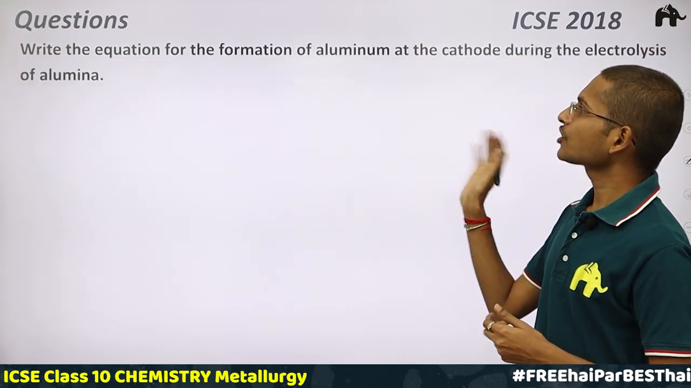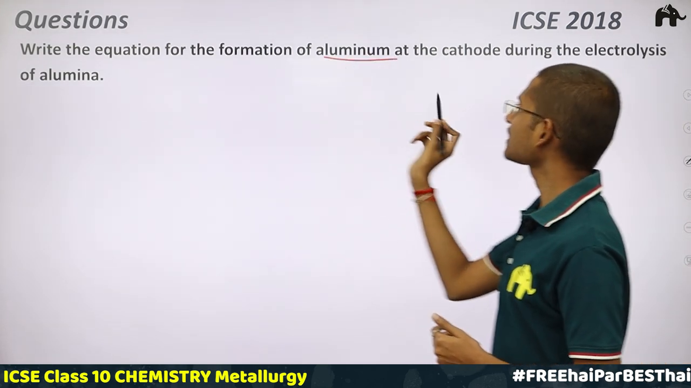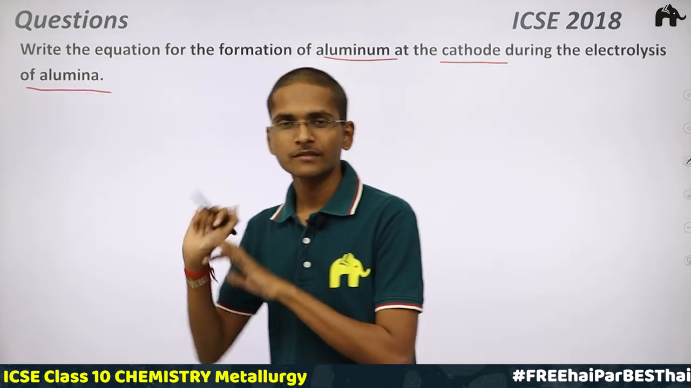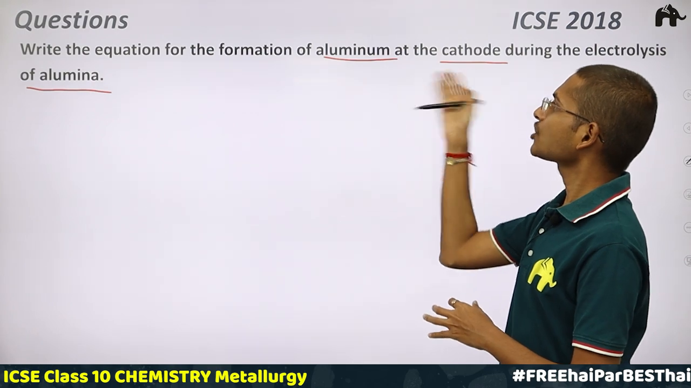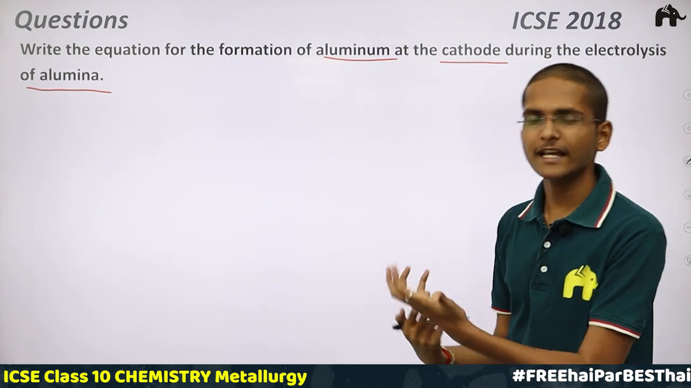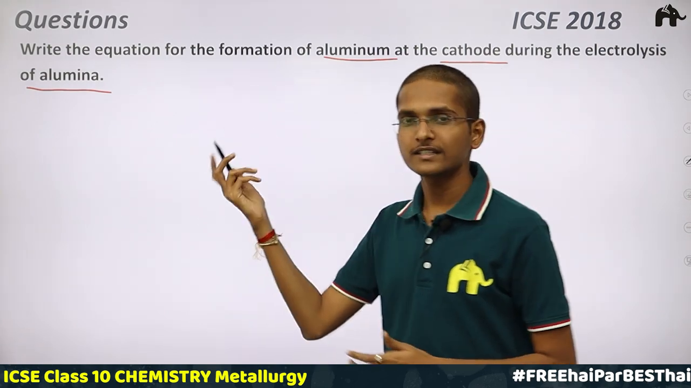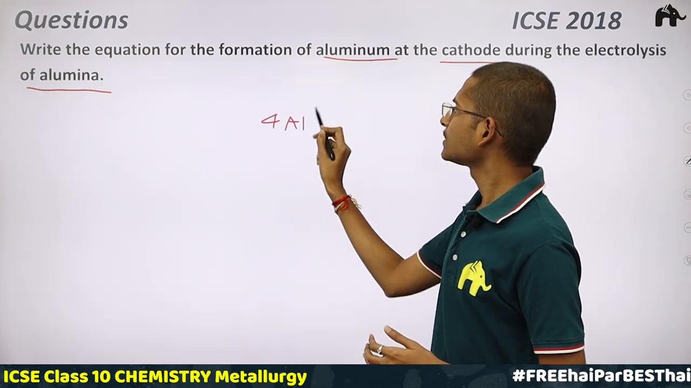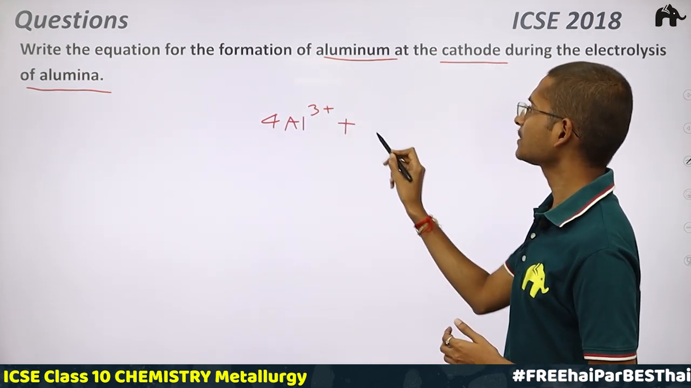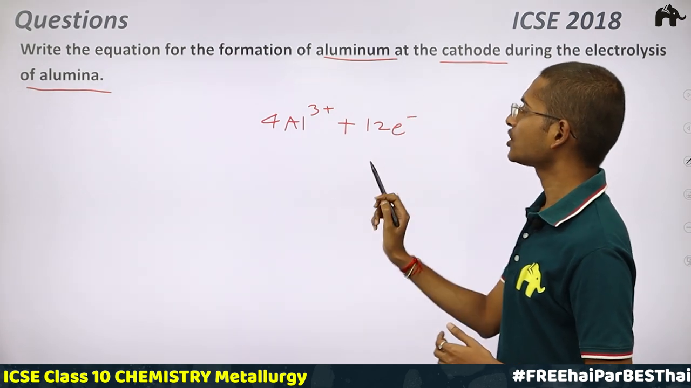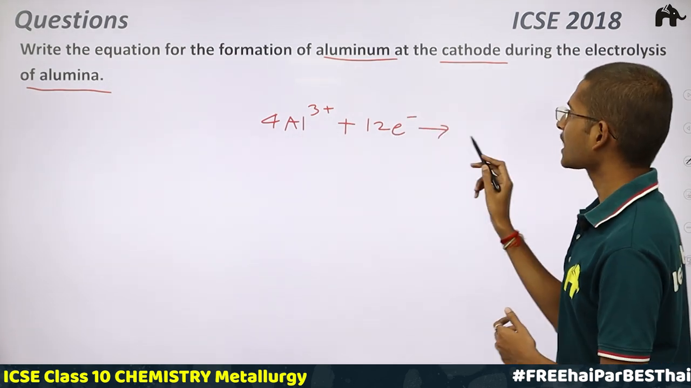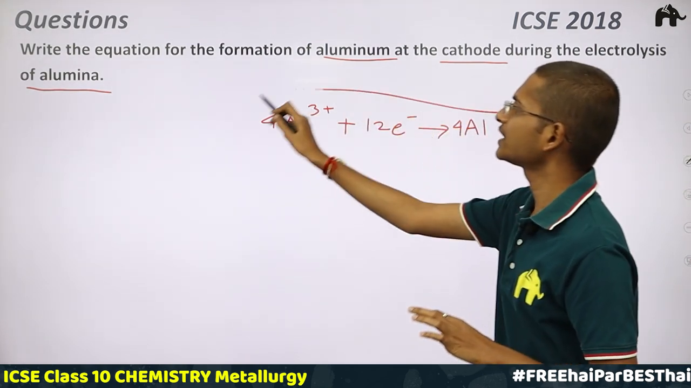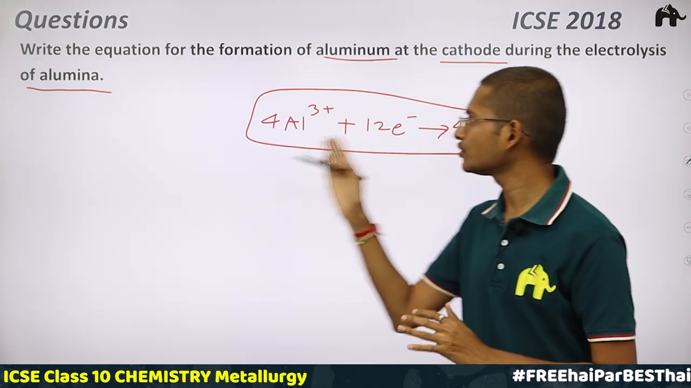Next one is, write the equation for the formation of aluminium at the cathode during the electrolysis of alumina. Again, the same thing. We have to write the equation for the formation of aluminium at cathode. So simply the cathode reaction we have to write. We have already seen this cathode reaction. You can go back in the video and see: 4 Al3+ ions are required, which accept 12 electrons, correct? 4 threes are 12, so 12 electrons are being accepted and they give us 4 aluminium atoms. So this was the reaction. How we figured it out, you can go back in the video and see. This you have to write in the exam.